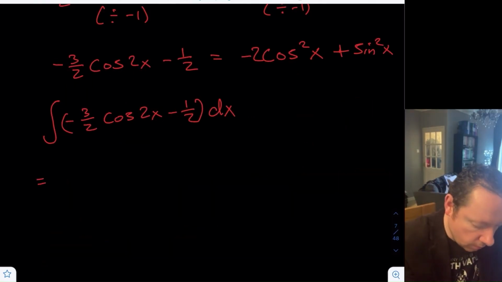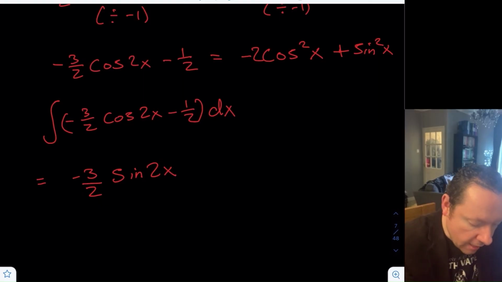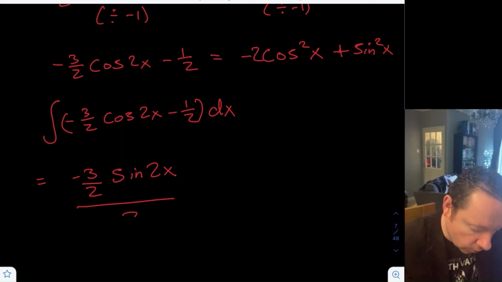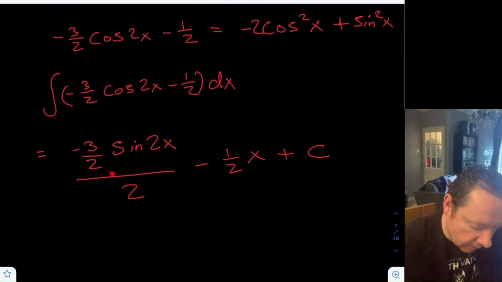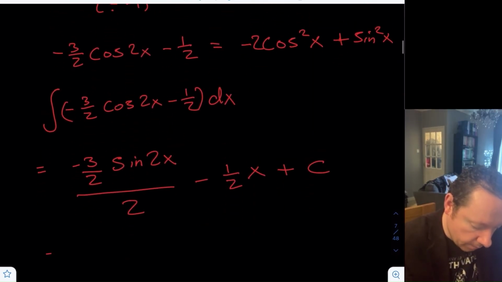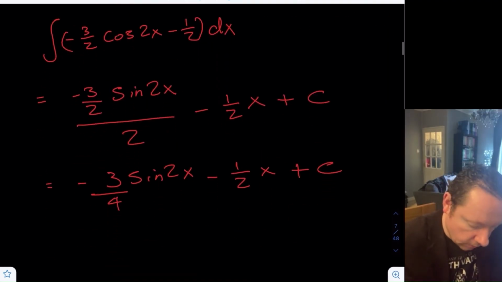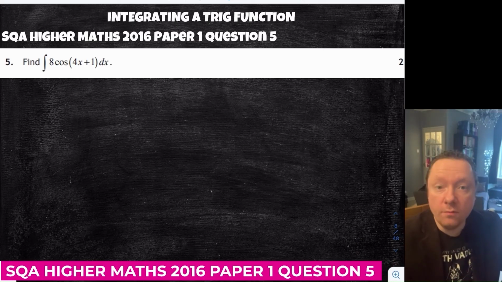So that equals minus 3 over 2 cos goes to sine, so sine 2x. And you need to differentiate the 2x to get 2 and divide by 2. So I'm dividing the whole thing by 2. A half minus a half goes to minus a half x, and we've got plus c. Dividing a fraction by a number means I can just times the denominators. So we get minus 3 sine 2x over 4 minus a half of x plus c. And we're done there. A trig function with the chain rule.